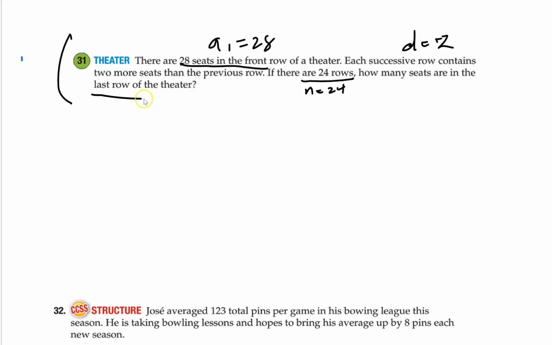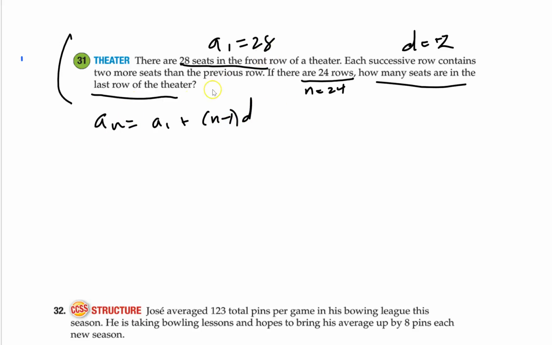So the very key thing here is: are you asking me for a sum formula or a term formula? It didn't say total anywhere. So I'm actually not going to do a sum. I'm going to do a general an formula. If it said total, I'll do a sum one, but all it's asking for is how many in the last row. So I'm doing this.